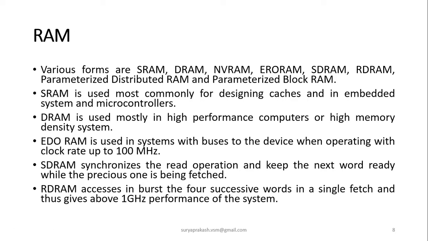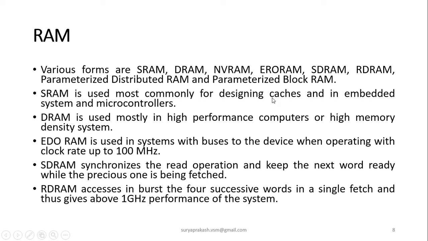Next, we'll move to the RAM. The various forms of RAMs are SRAM, DRAM, NVRAM, EDO-RAM, SD-RAM, RD-RAM, parameterized distributed RAM, and parameterized block RAM. The SRAM, that is static RAM, is used most commonly for designing caches, and in embedded systems and microcontrollers.